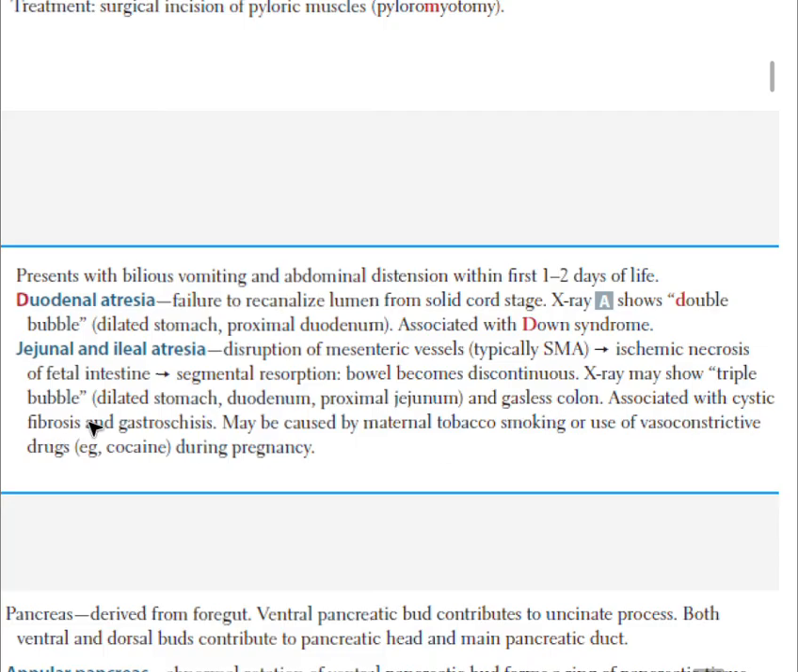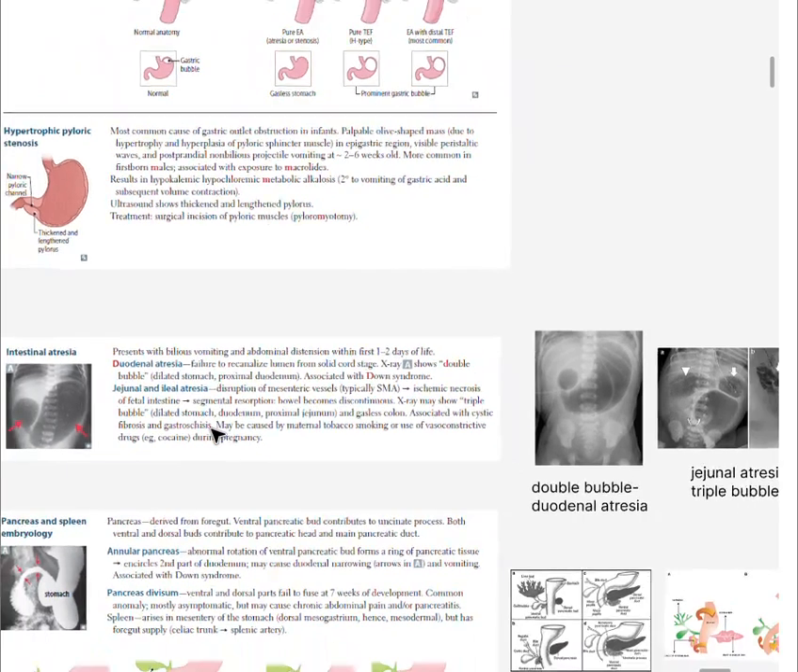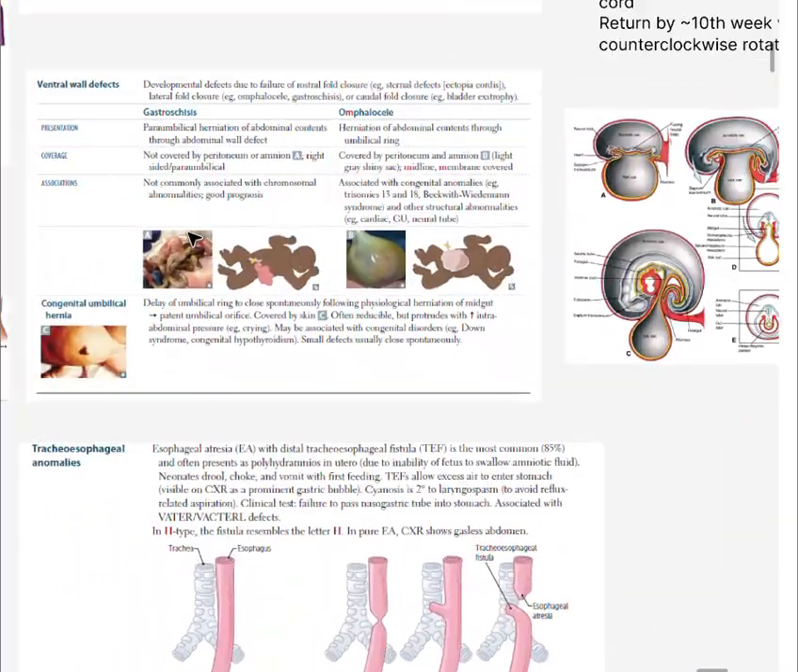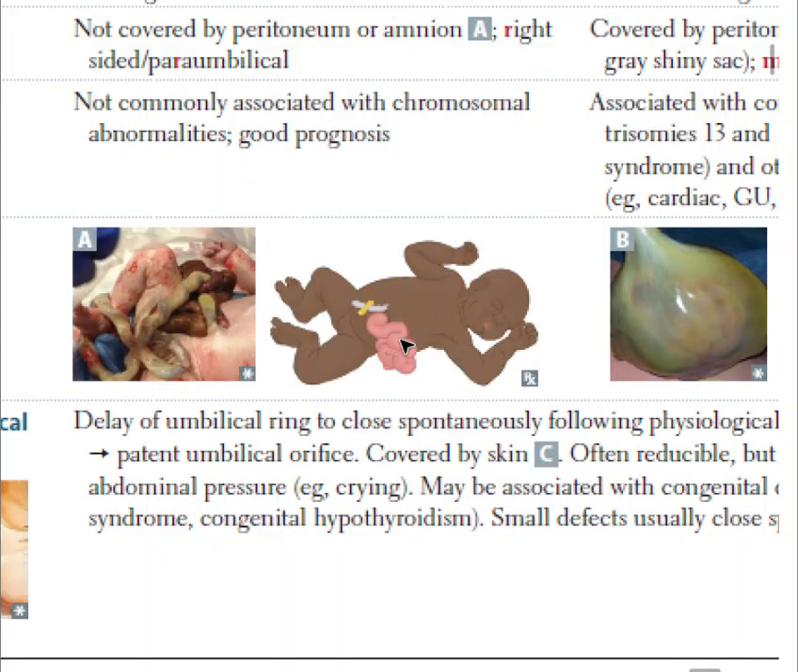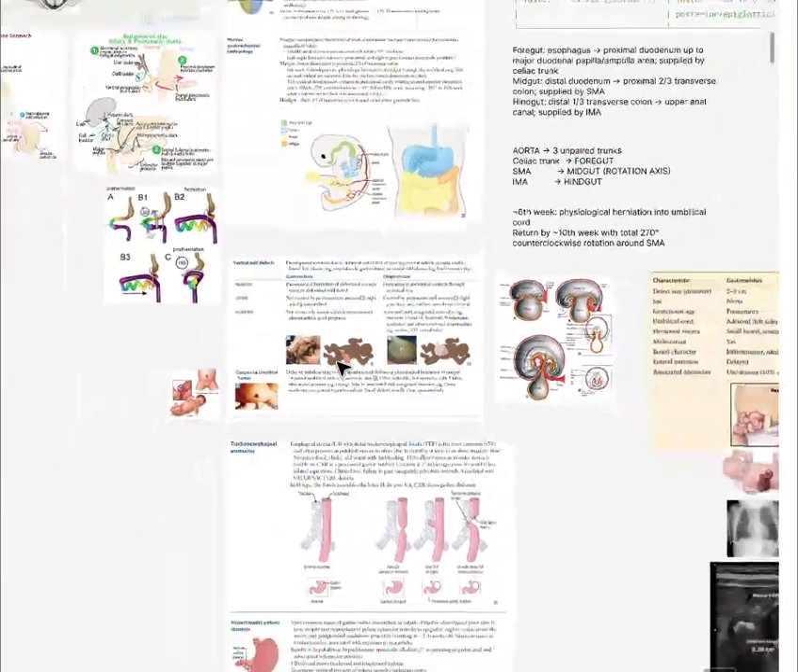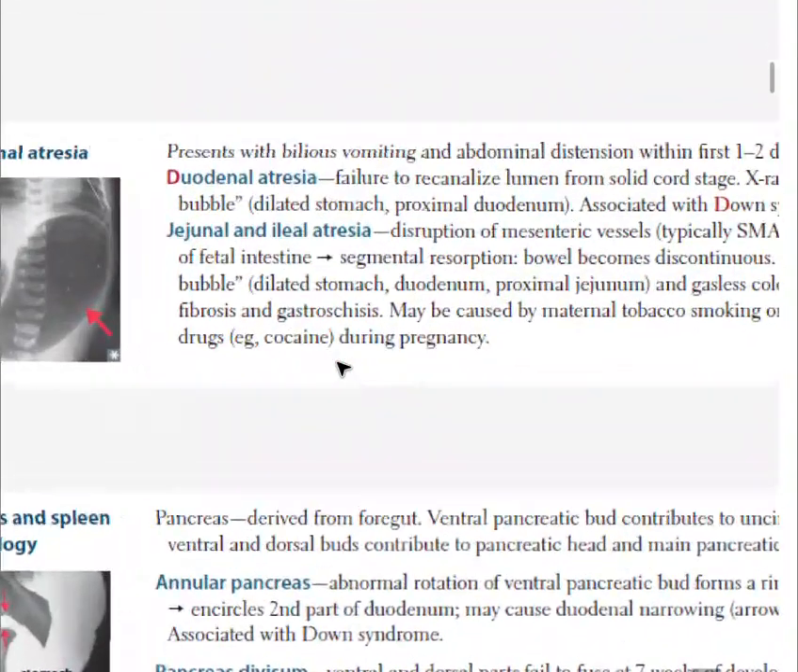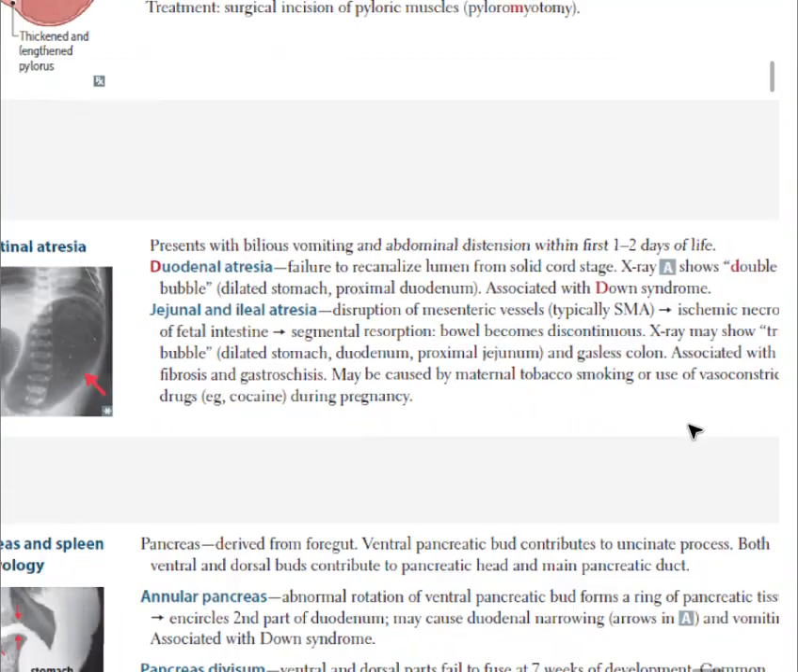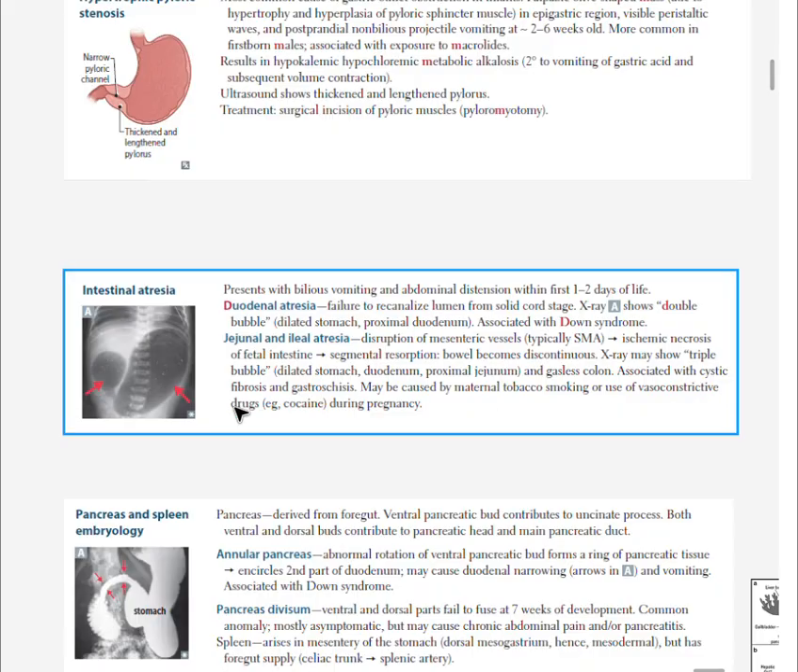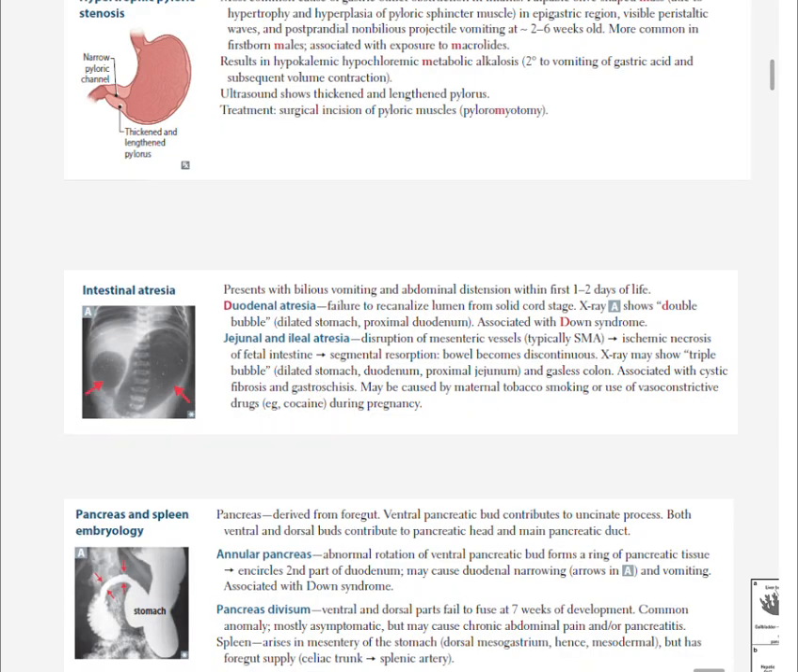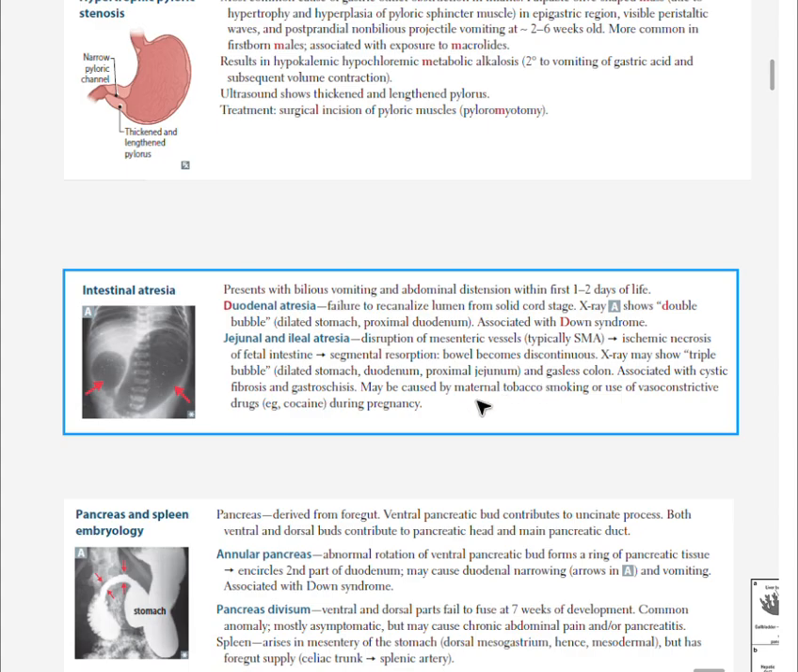It's associated with cystic fibrosis and gastroschisis. Do you remember gastroschisis? We just did it here, right? So this is associated with gastroschisis. It may be caused by maternal tobacco smoking or use of vasoconstrictive drugs like cocaine during pregnancy. Now, what are the causes of vascular compromise? Basically, it can be maternal tobacco smoking, or cocaine, because cocaine is a vasoconstrictive drug that will lead to ischemic necrosis, or any in utero volvulus.